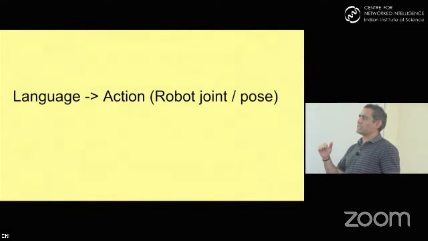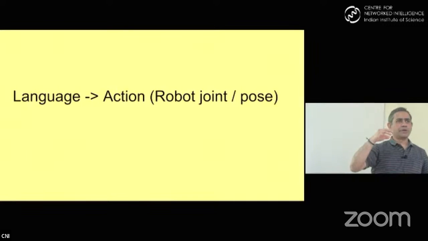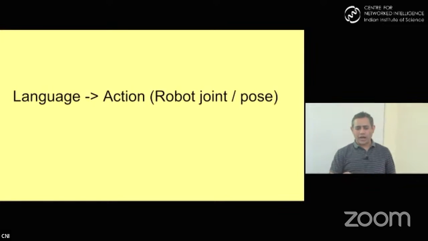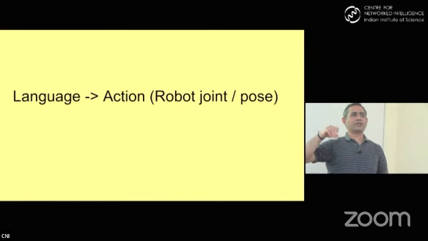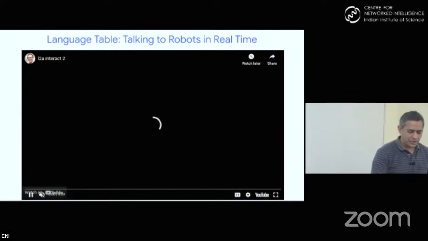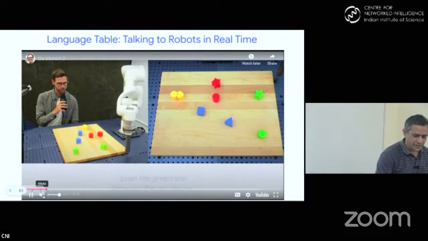The next thing I want to mention is language to action. As you might have noticed so far, all the things that I said were language in, but the output was a plan, something at a higher level. That didn't tell me how to actually control the robot, right? So naturally the question became, how do we do that? The first project in this is what we call Language Table.